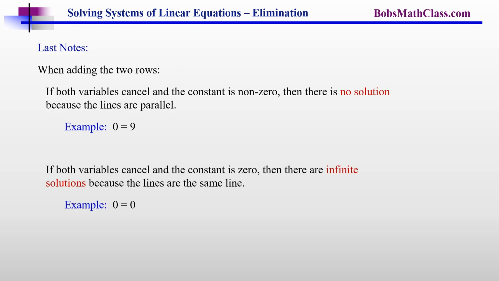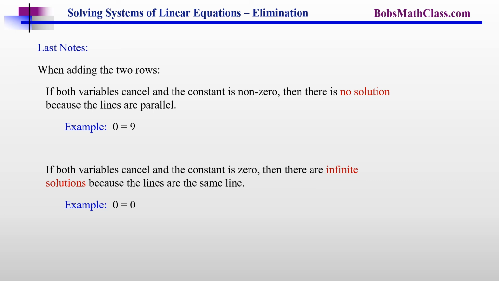Okay, one more note. When we're adding rows, if both variables cancel and the constant is non-zero, then there is no solution because the lines are parallel. So if you get something like 0 equals 9, because the x's cancel and the y's cancel, and 0 does not equal 9, then the answer would be no solution. 0 doesn't equal 9, right? No solution means that the lines are parallel. They don't intersect.